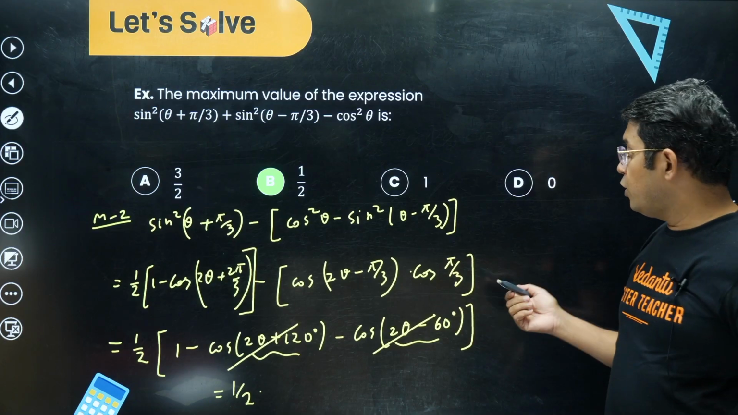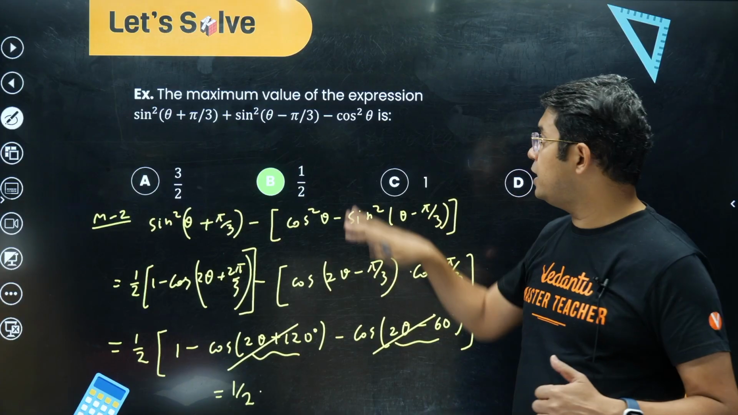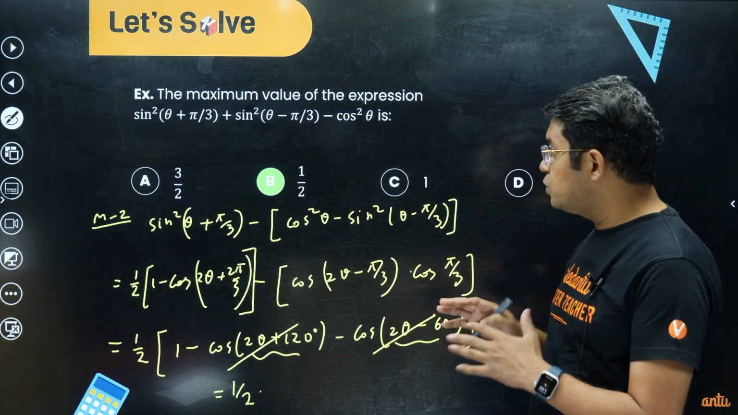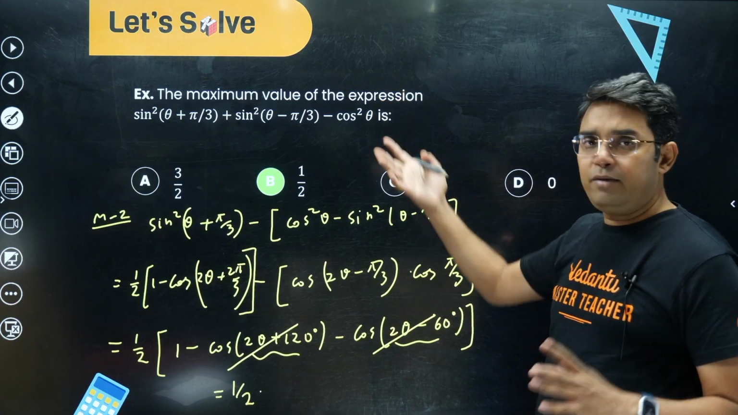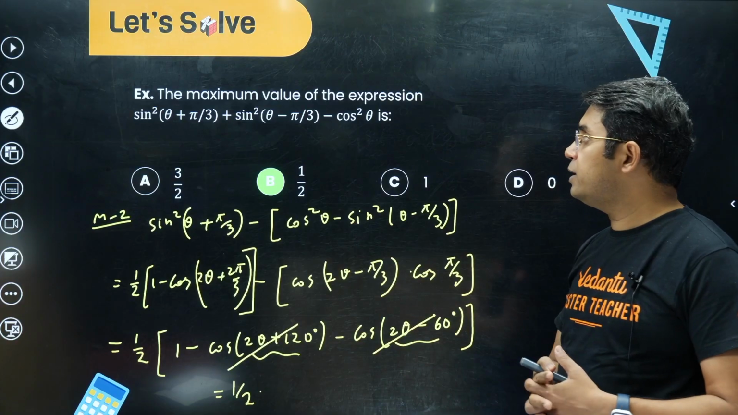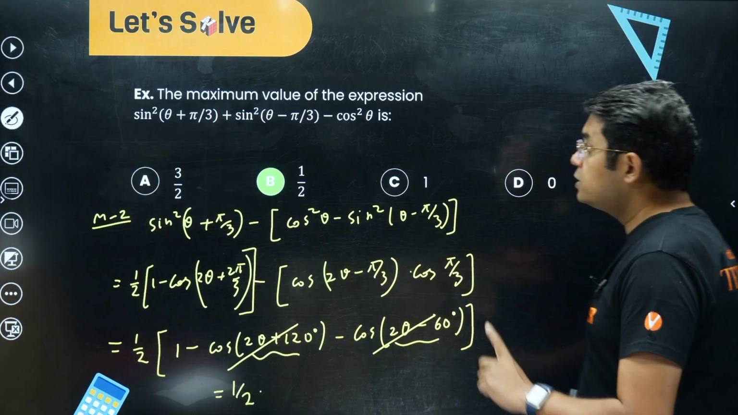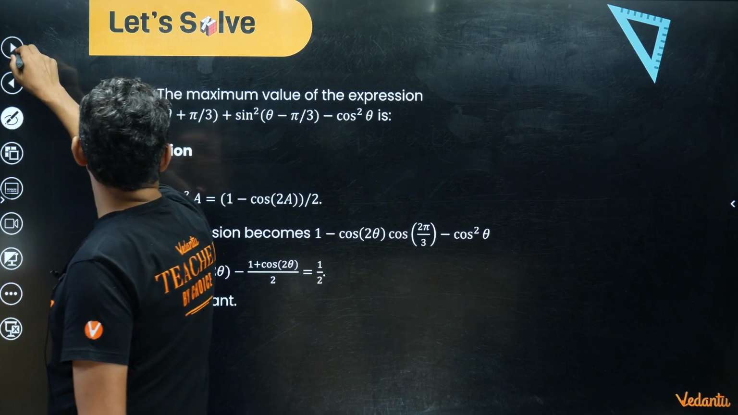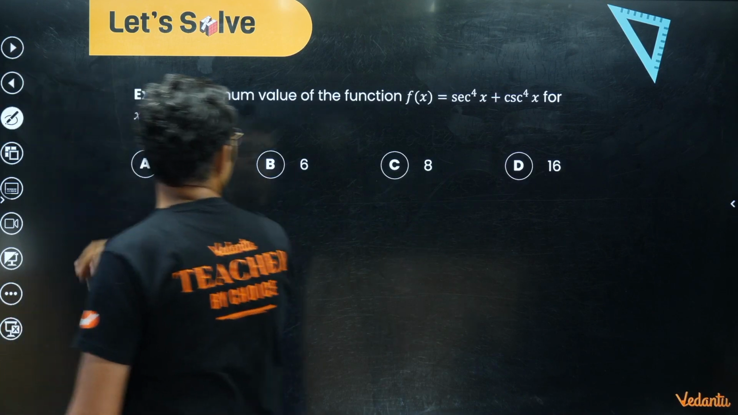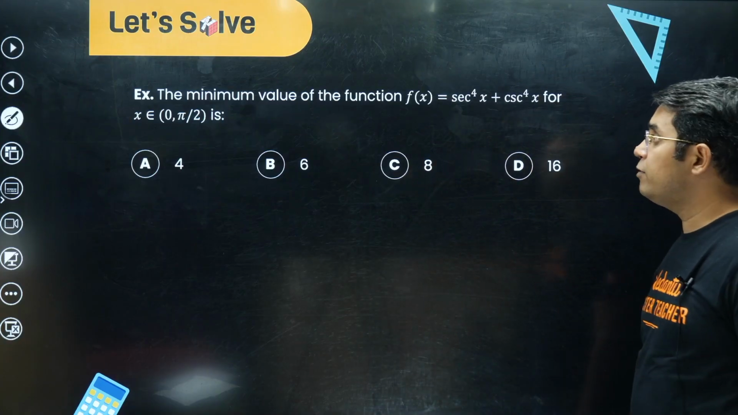Okay, one more method could be there when both sine square is converted into cos 2 theta. This is also converted into cos 2 theta, and then you simplify it. I think this is better. That can also be done. Just to explore, you can see whether that is working or not working. Okay, so this was this question. Answer is B.